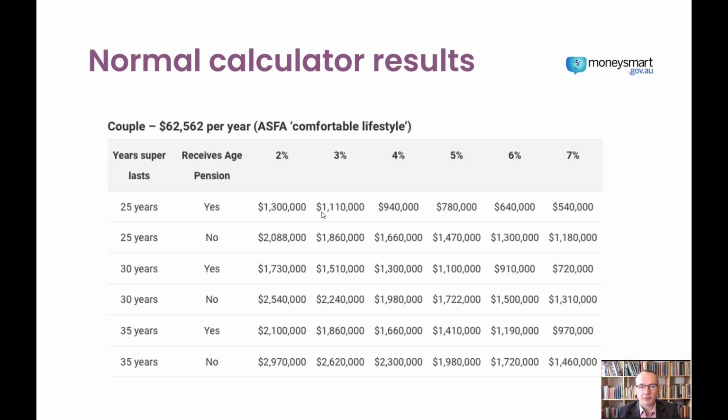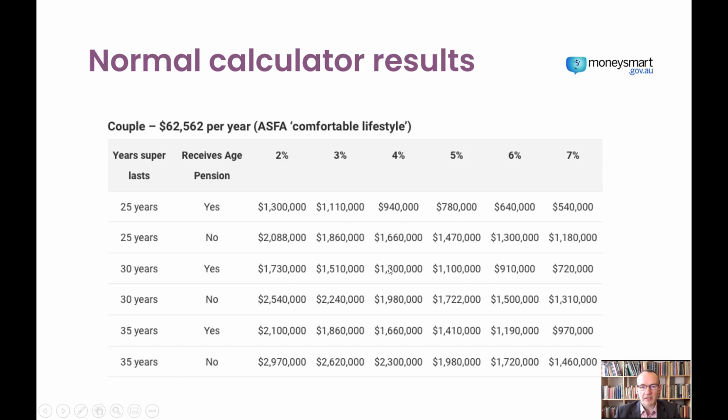Here are some typical results from a normal retirement calculator. In this example, it's a couple who want to spend $62,562 per annum, which at the time is the ASFA Comfortable lifestyle. You can see that the amount they need to save to achieve that lifestyle, which is these figures in the table, varies depending on what their investment returns will be, which are these figures across the top, and by how long they think their superannuation needs to last.